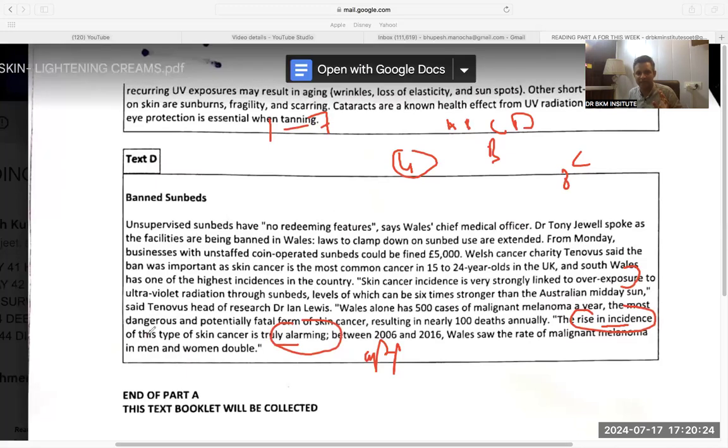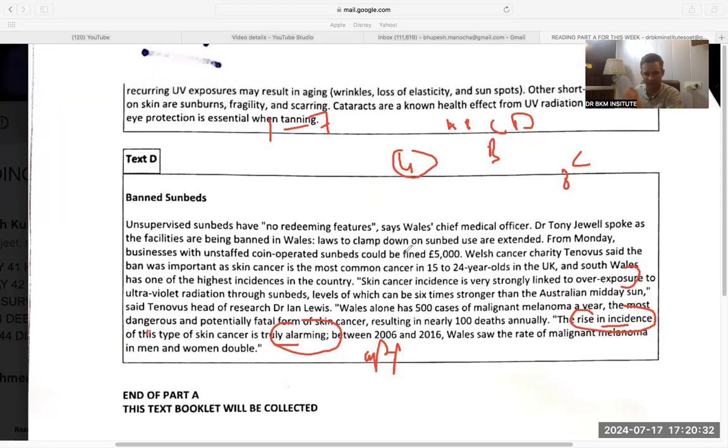This type of skin cancer means which cancer they are discussing? Malignant melanoma. That's the skin cancer they are discussing in this paragraph. So the answer should be malignant melanoma.